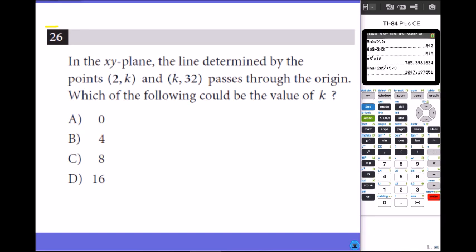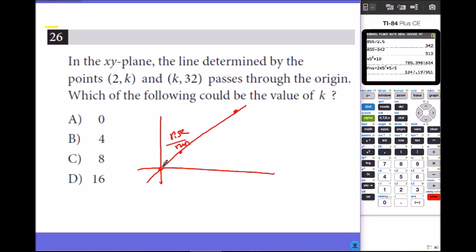26. In the xy plane, the line determined by the points (2, k) and (k, 32) passes through the origin. Which of the following could be the value of k? All right, so it has to go through the origin. Let's say (2, k) is here, or (k, 32) is here. They're both going through the origin, so they have to have the same slope, which is rise over run, because it's the same line.